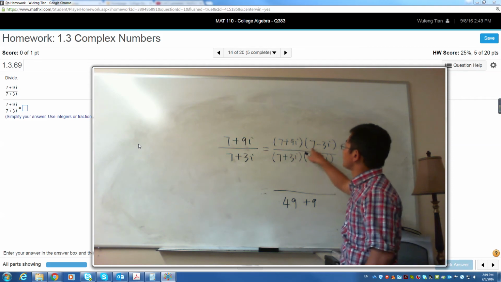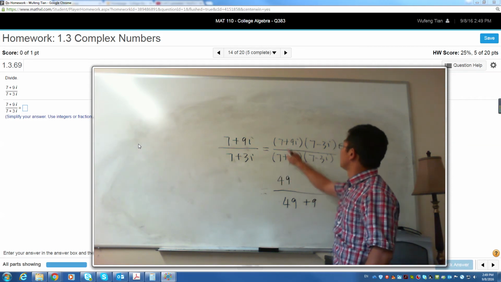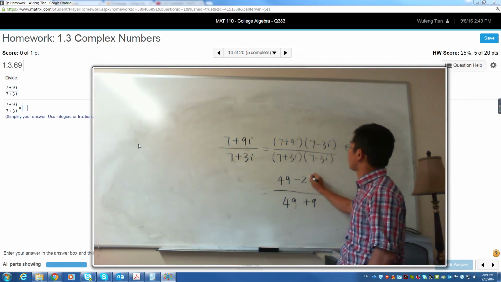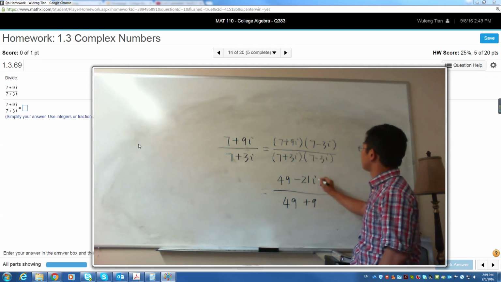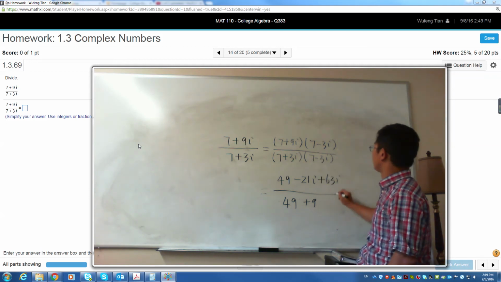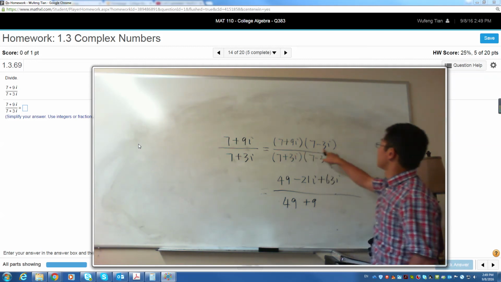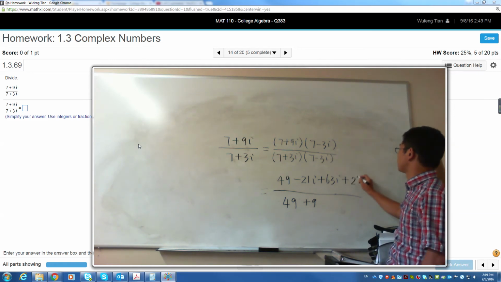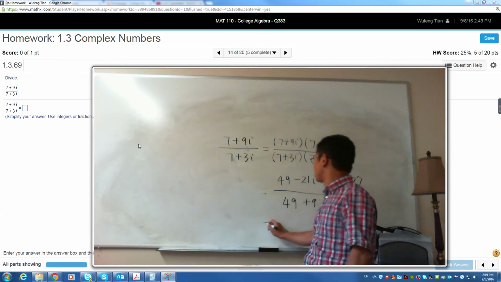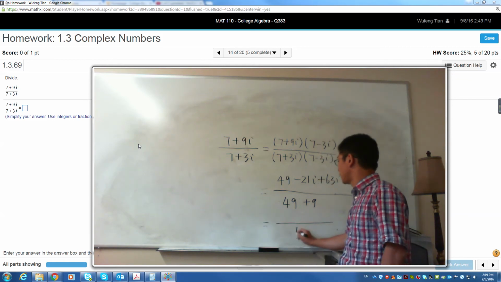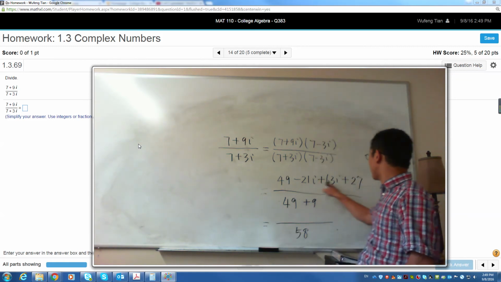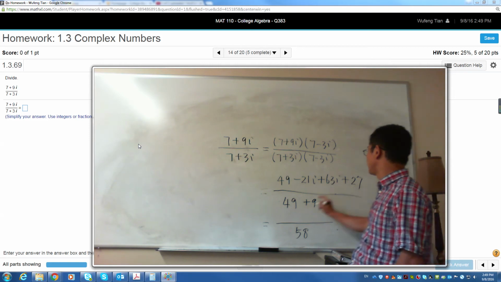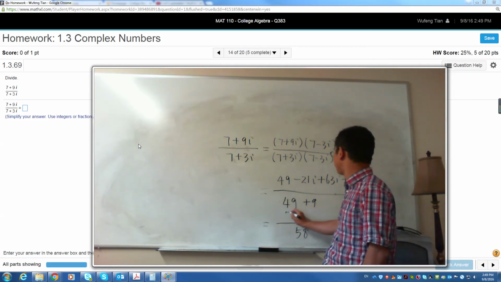Then this one: 7 times 7 is 49. 7 times negative 3i, negative 21i. 7 times 9 is 63i. 3 times 9, 27, is negative 27, but it's i squared, so it's plus 27. So the final answer is going to be 49 plus that is 65. No, 76.